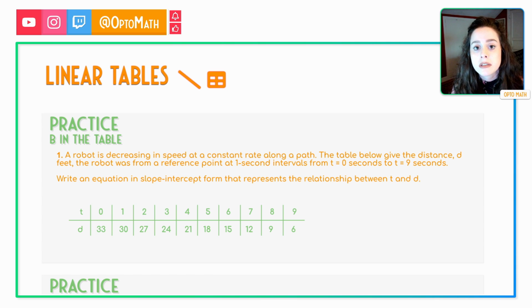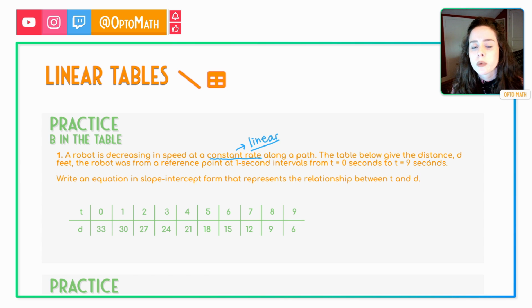This one is going to be where b is in the table. So number 1 says a robot is decreasing in speed at a constant rate along a path. So the fact that it says constant rate means constant rate of change, and that's how we know this is a linear table. The table below gives the distance d, in feet, the robot was from a reference point at 1 second intervals from t equals 0 seconds to t equals 9 seconds. Write an equation in slope-intercept form that represents the relationship between t and d.